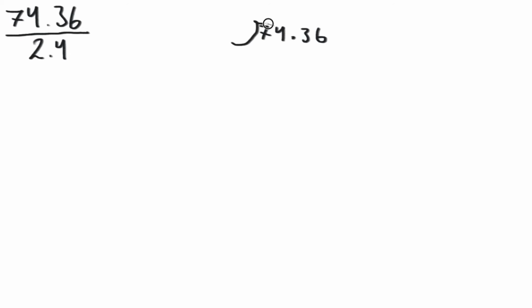So next we're going to look at the problem 74.36 divided by 2.4. So what we have is 74.36 divided by 2.4. Now the first question is, how many times does 2.4 go into 7.4?